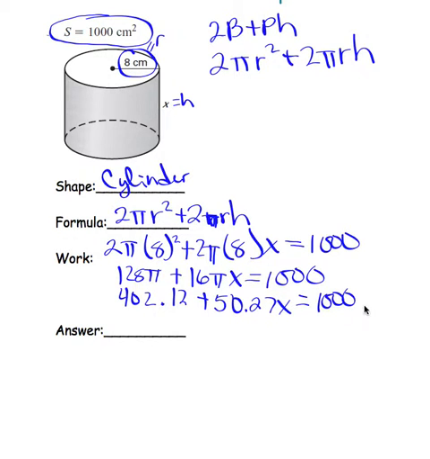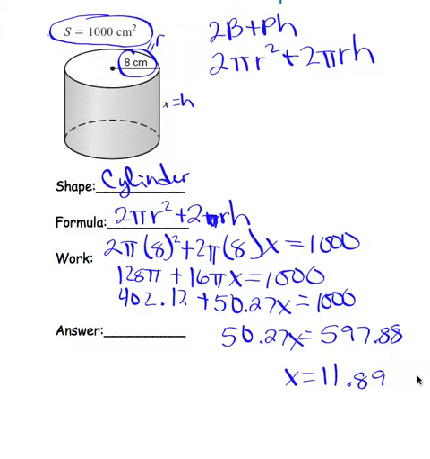So subtracting 402.12 from 1,000 is going to give me 597.88. And so that will be equal to 50.27x. And then divide by 50.27 to get x alone at 11.89. So x would be 11.89 centimeters.